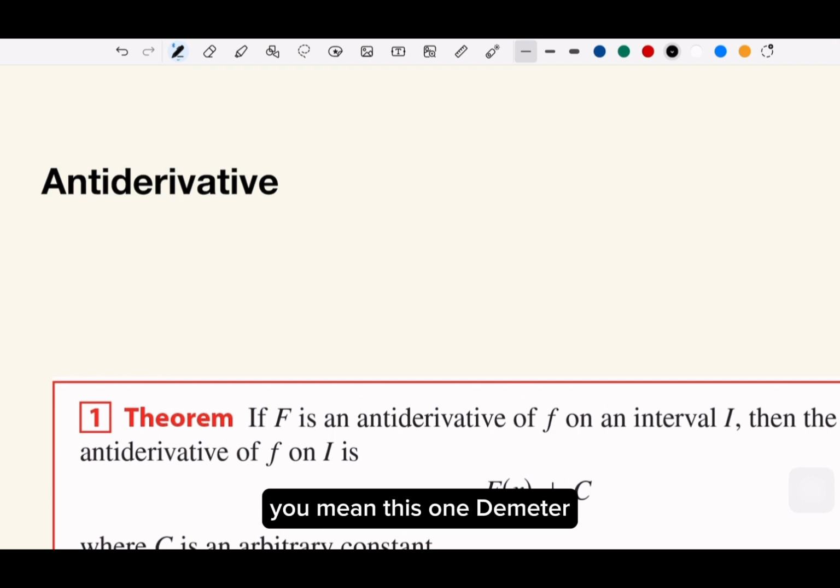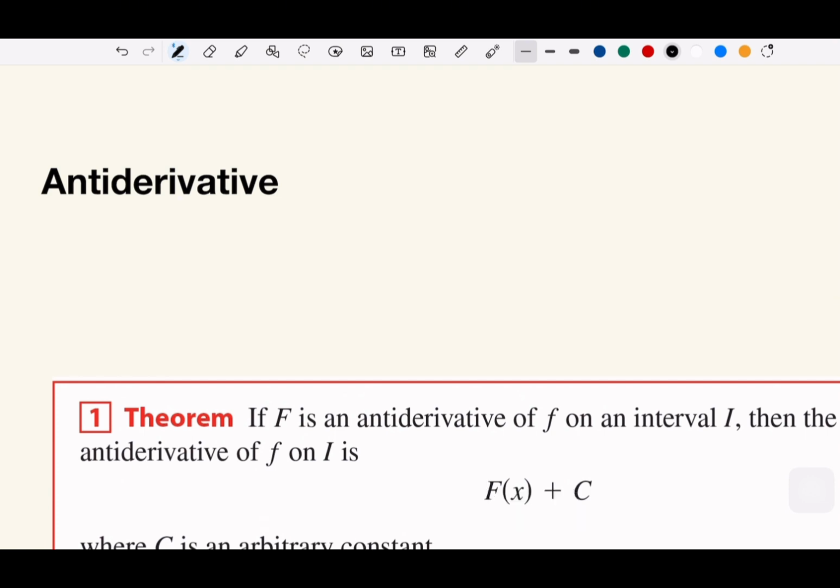You mean this one? The midterm? No. The slides are not yet. Which one? This slide. No, not yet.